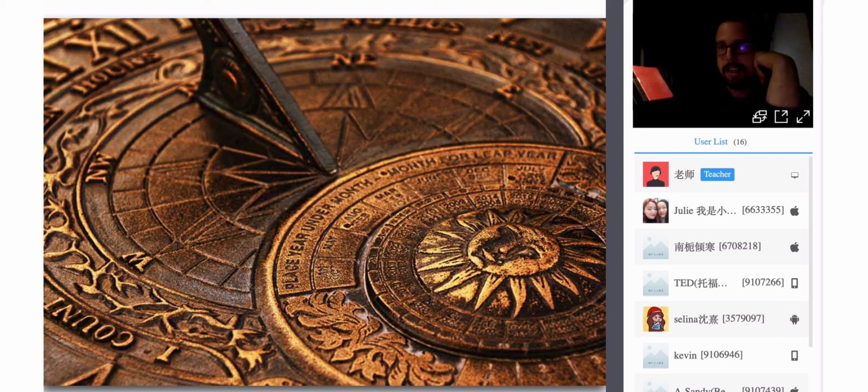So this is the sundial. And if you look at the shape of it, it's circular. It's got this, I don't know what you call that.